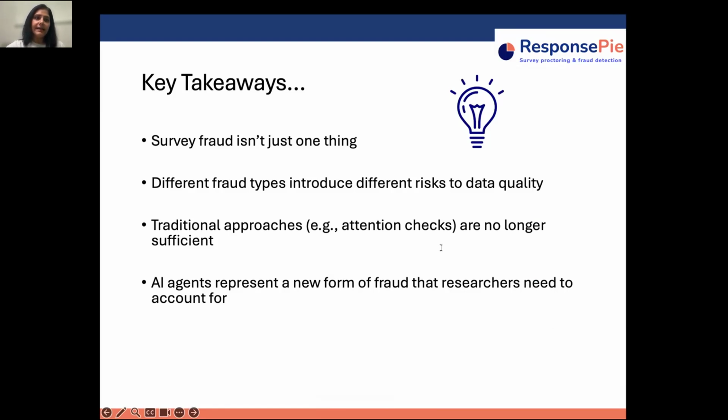Four, AI agents represent a new type of fraud that researchers need to account for. One thing I want to emphasize here is that AI agents are not replacing your existing fraud. Rather, they're just adding to it. So now we are seeing a layered approach to fraud. We're dealing with both the traditional issues that existed 10, 15, 20 years ago, but we're also seeing more of the advanced ones at the same time.